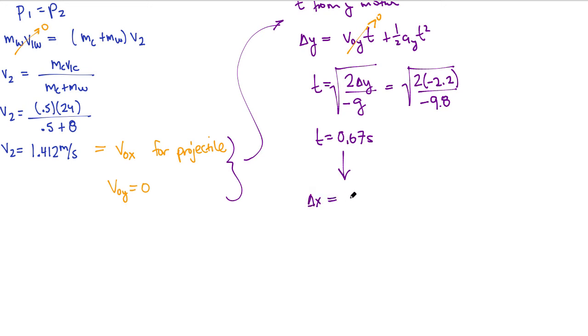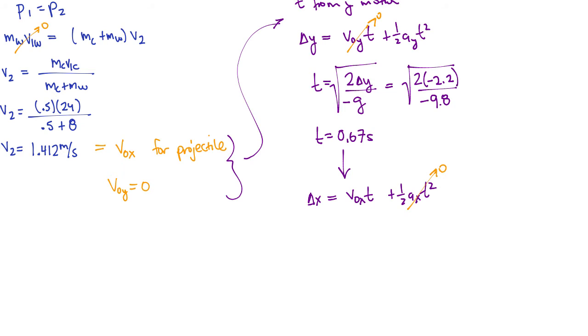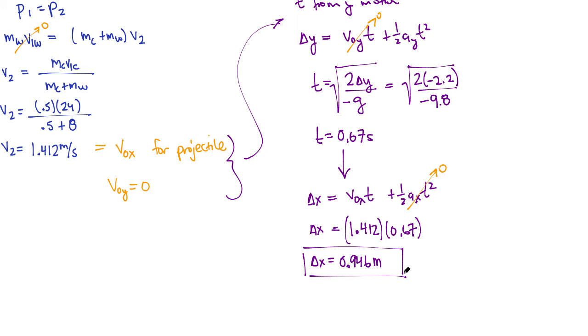Now I can use this to find my x direction. In the x direction, I have v naught x times t plus 1/2 a_x t squared. My x acceleration is 0, so this term is 0. So now the change in horizontal position is just going to be my v naught x, which I found from the first collision part to be 1.412, times the time that it was traveling through the air, which is 0.67 seconds. So the distance that it travels horizontally will be, we're not rounding this, 0.946, maybe we'll round it to that, and 0.946 meters is the distance that it travels.